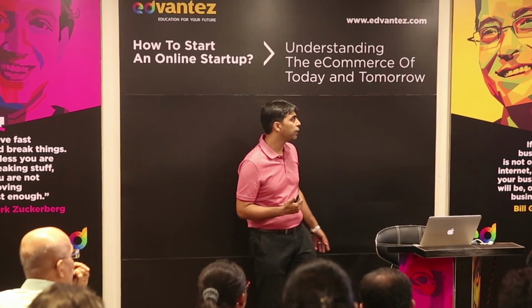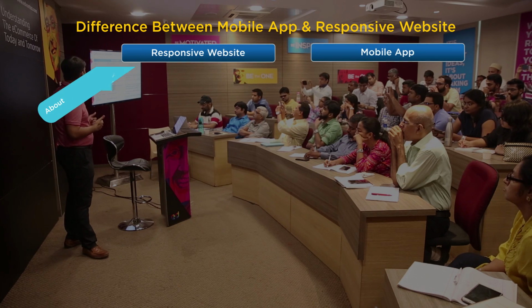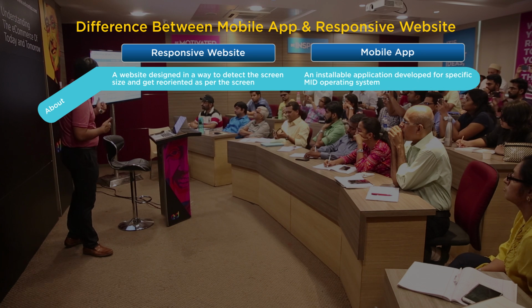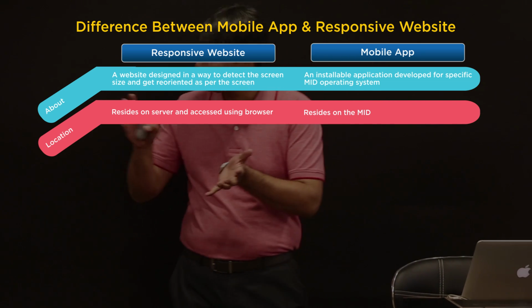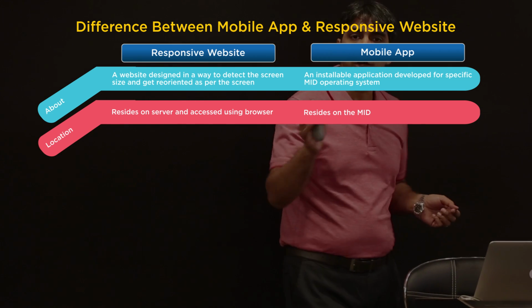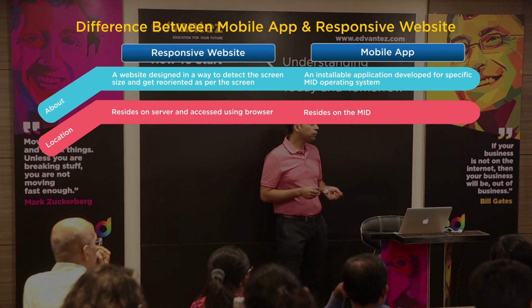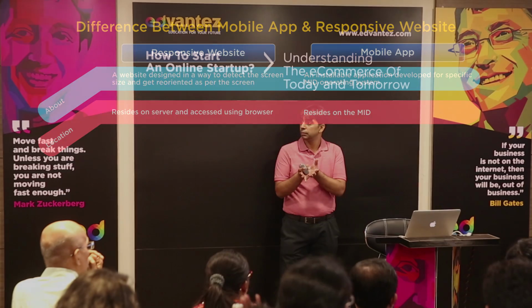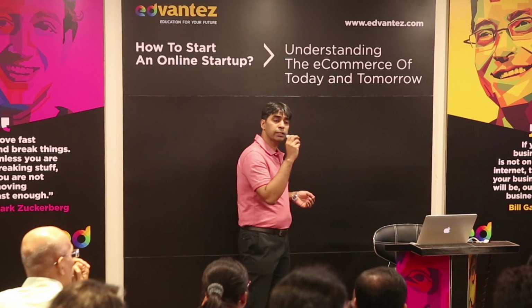And there are some questions we have, right? So a website is designed in a way to detect screen size and get reoriented. That's what responsive is, right? It reorients itself. In an app, it's actually made for an operating system, iOS or whatever. Now, a responsive website sits on a server, our server, right? We just talked about all the hardware we're going to have. And it's accessed using a browser, correct? Like we normally look at a website.